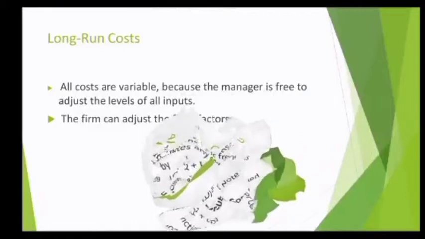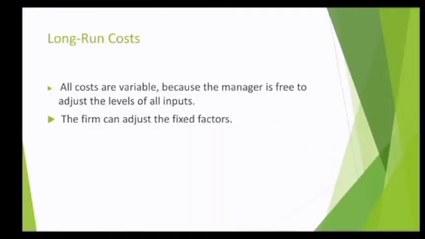Next is the long run cost. All costs are variable because the manager is free to adjust the level of all inputs, or the firm can adjust the fixed factor. In the long run, the firm's manager is free to choose the optimal plant size for producing the desired level of output, and this determines the long run average cost of producing the output level.